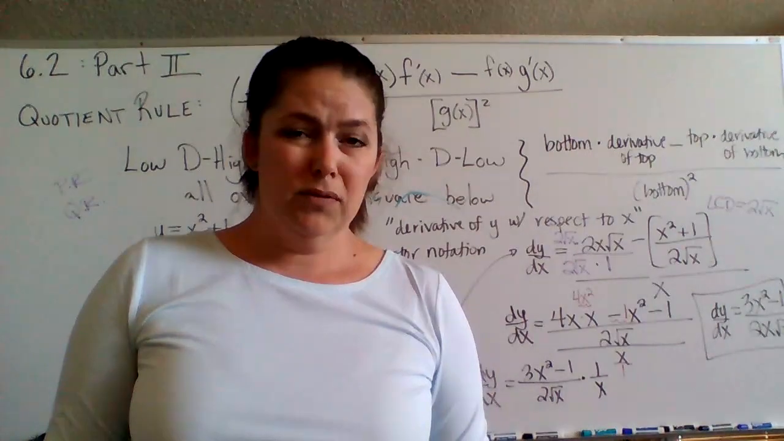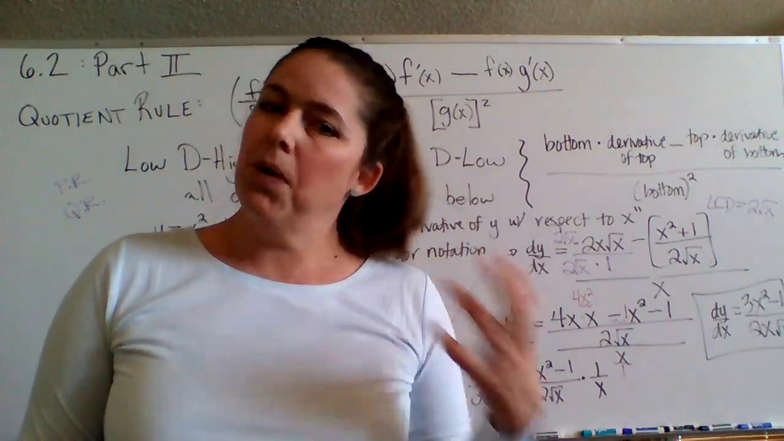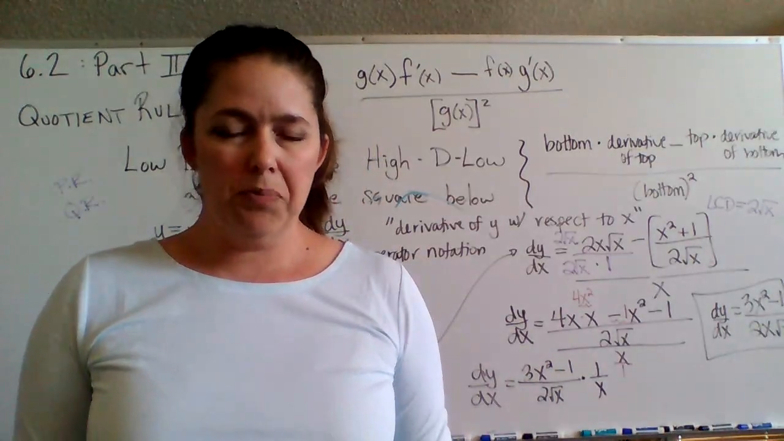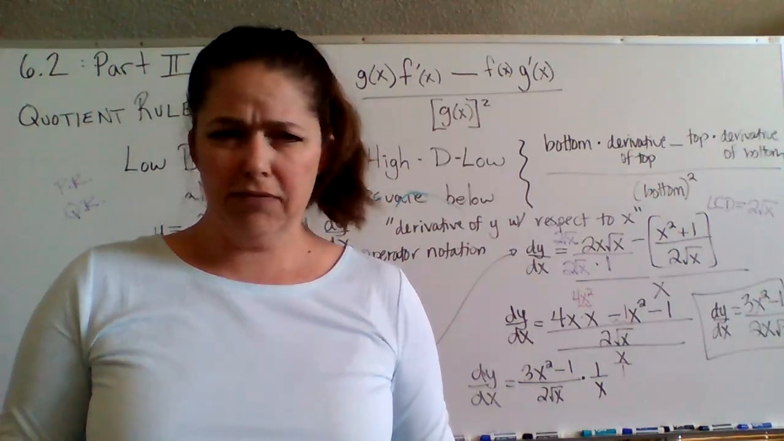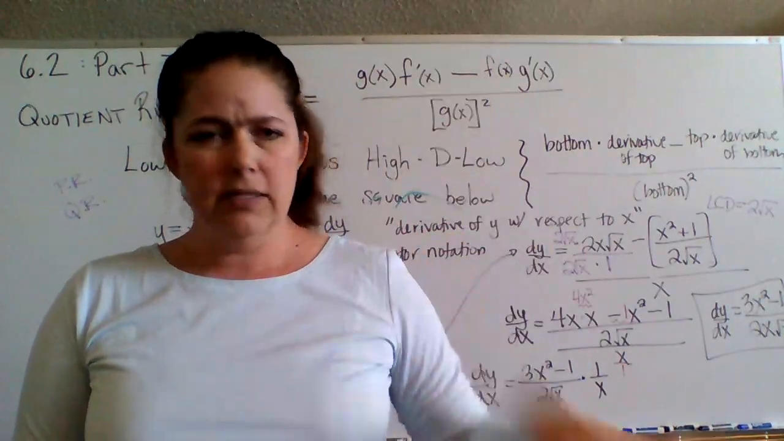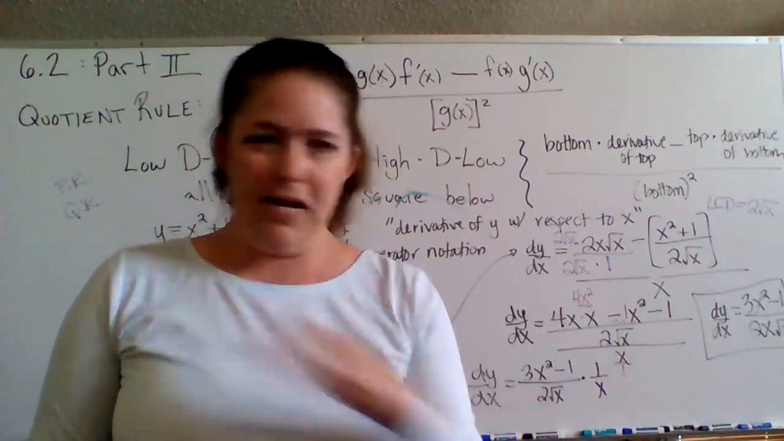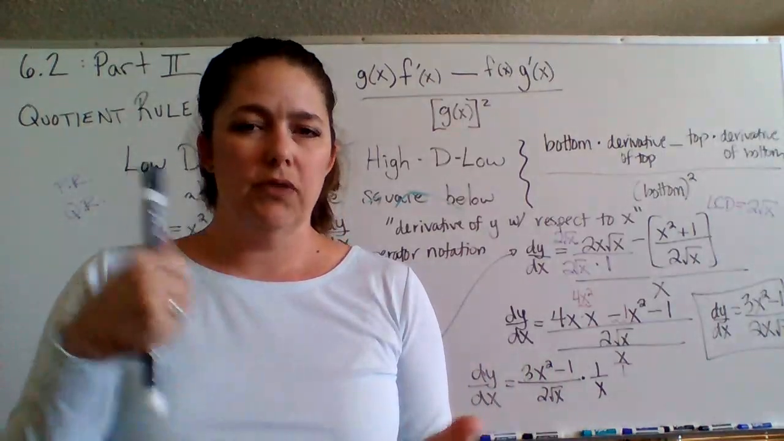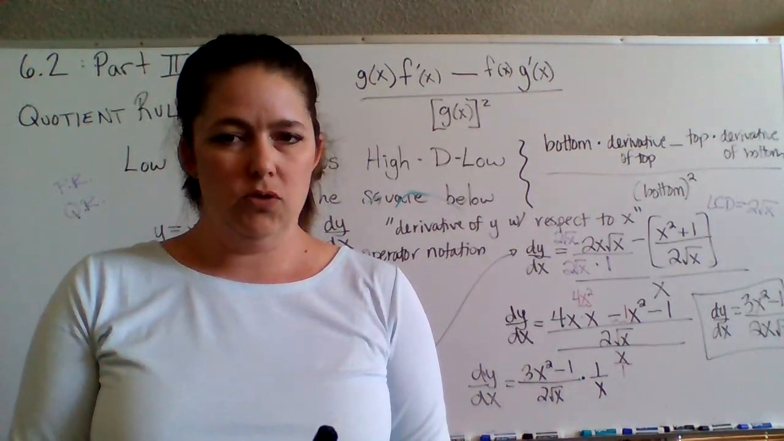Okay? So that was a lot of examples of quotient rule. That's probably the harder one and the one that you'll need more often. Sometimes you can avoid product rule, and you just have to realize you just can't take the derivative of the top and divide it by the derivative of the bottom. That is not right. If it's two functions that are multiplied together, you have to use product rule. If it's two functions divided, you have to use quotient rule.